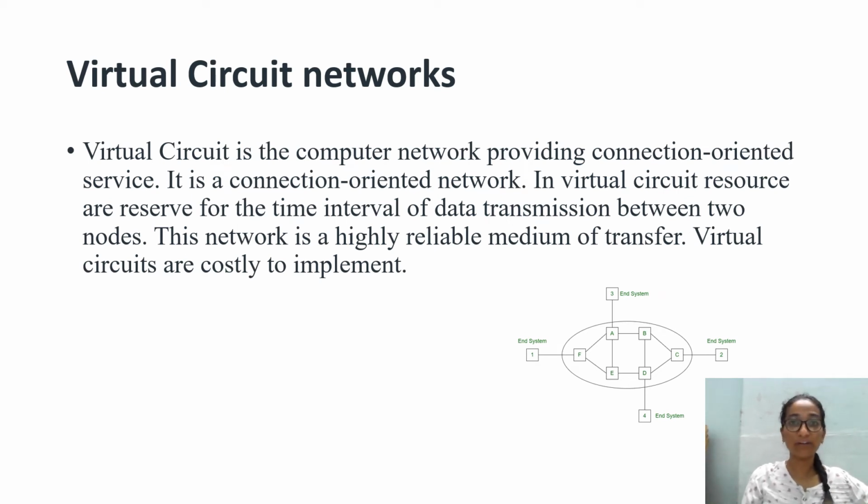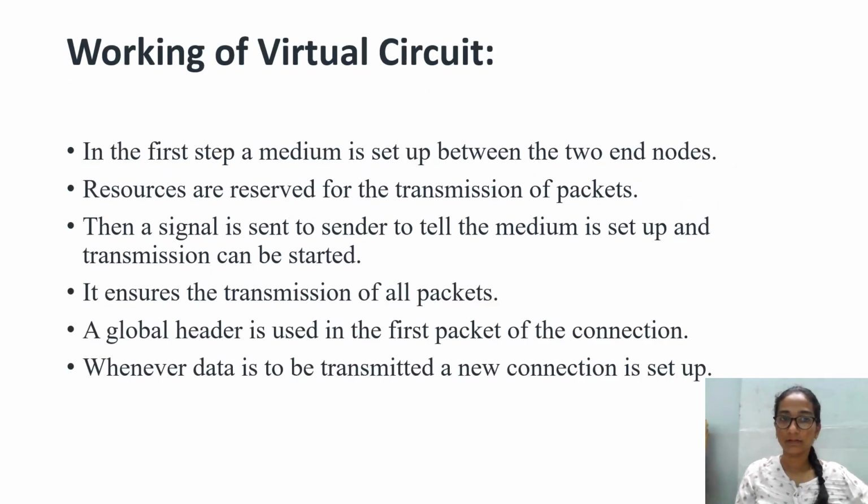So let us see the working principle of this virtual circuit network. Working of virtual circuit: first step, a medium is set up between two end nodes. Resources are reserved for the transmission of packets. Then a signal is sent to the sender to tell that the medium is set up and transmission can be started. It ensures the transmission of all packets. A global header is used in the first packet of the connection. Whenever data is transmitted, a new connection is set up.